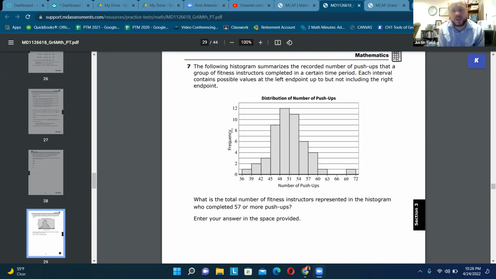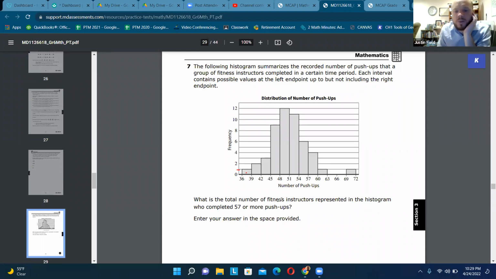The histogram. All right, so the following histogram summarizes the recorded number of push-ups that a group of fitness instructors completed in a certain time period. Each interval contains possible values at the left endpoint up to but not including the right endpoint. Okay, so we're not including the right endpoint, just the left. So that means in this bar, the push-ups are 36, 37, 38, but not 39. So there's one person. Okay, so what's the question?